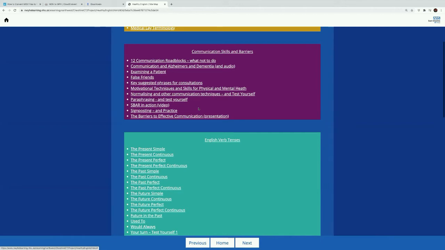Communication skills and barriers. Some of these sections are self-explanatory, such as the language used when examining a patient, or leading a patient through a consultation and providing clear signposts for him or her. Others are perhaps less well known, such as false friends.